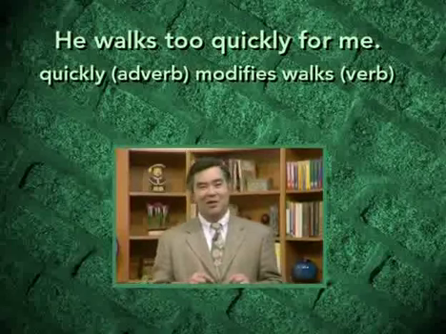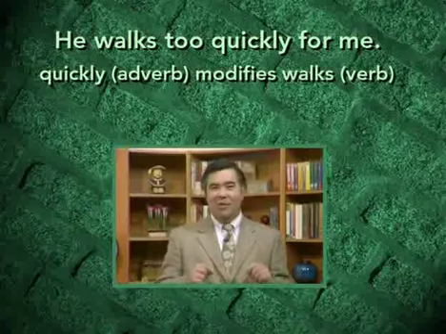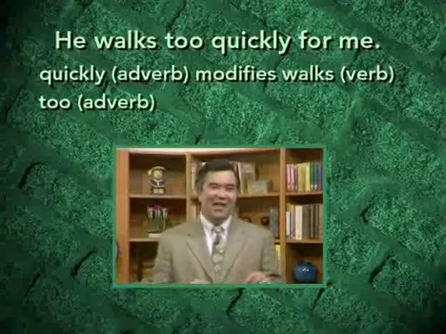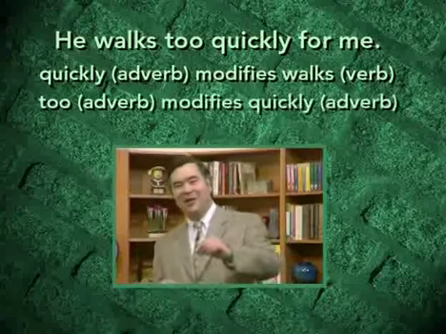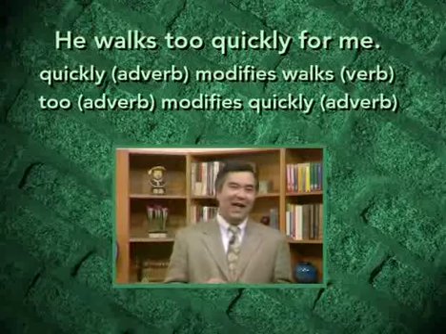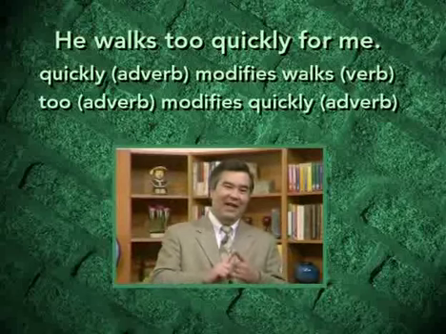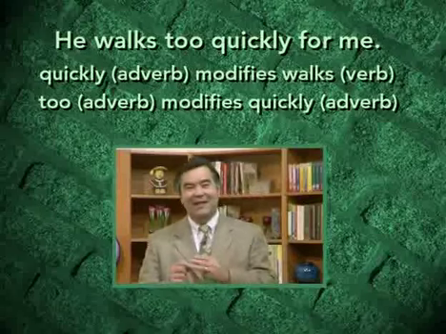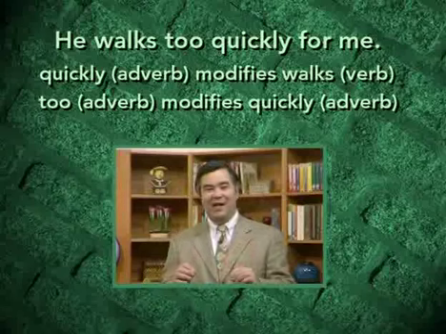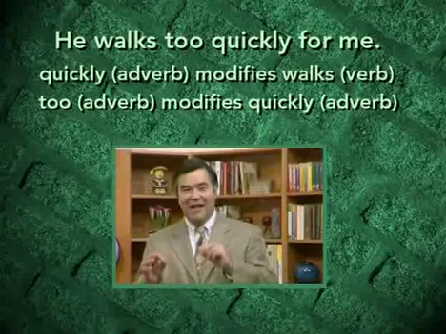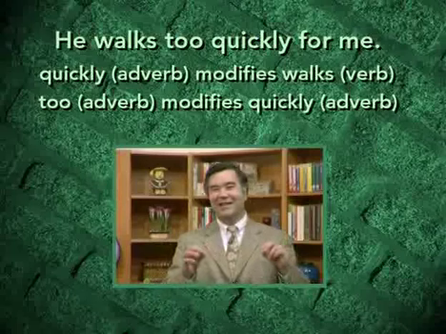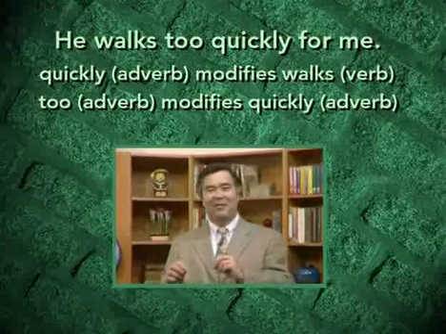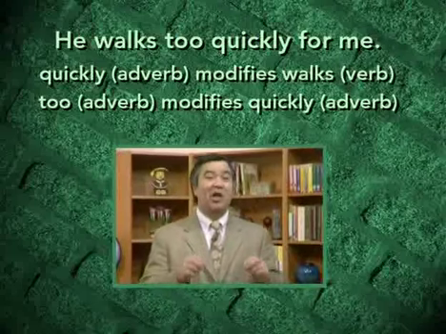Now what about the word too? He walks too quickly. What part of speech is too? Well, too is another adverb, and in this case, too is modifying the adverb quickly. Remember we said that an adverb can modify a verb, it can modify an adjective, or it can modify another adverb. This is an example of an adverb modifying another adverb. Quickly is an adverb modifying the verb walks. It tells us how he walks quickly. The adverb too modifies the adverb quickly. It tells us how quickly he walks, too quickly.